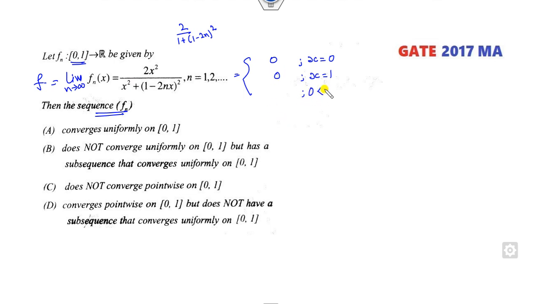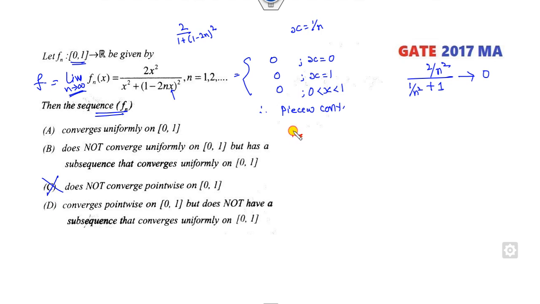When x lies between 0 and 1, you can take x as 1 over n and substitute here. The numerator will be this one, the denominator will be here, and plus when x is equal to 1 by n, it will be minus 1, which is plus 1. So what will happen as n approaches infinity? Again it goes to 0. So what is the meaning of that? It is piecewise continuous. So you can see the third option is cancelled.